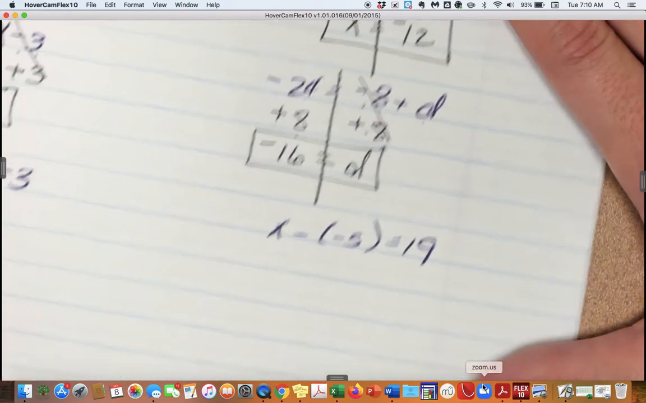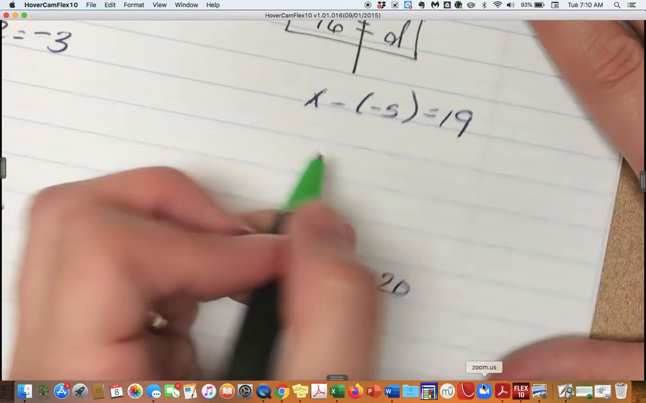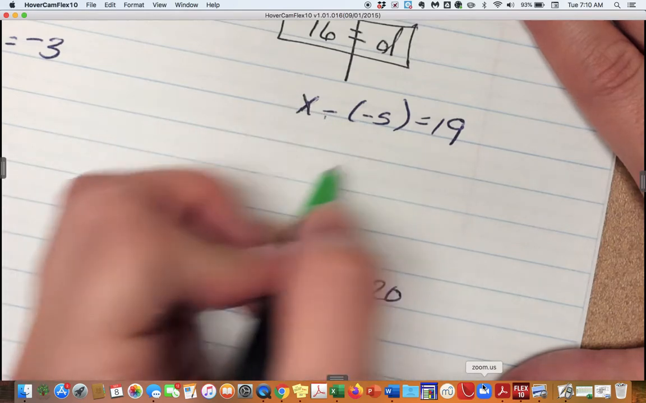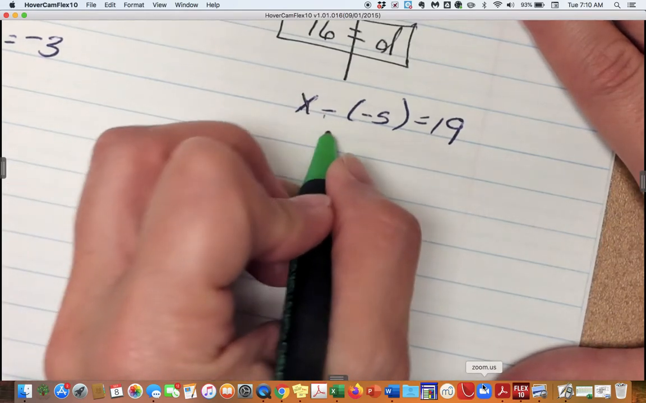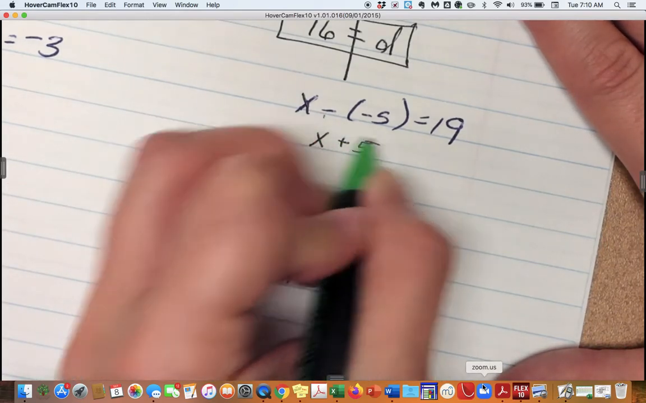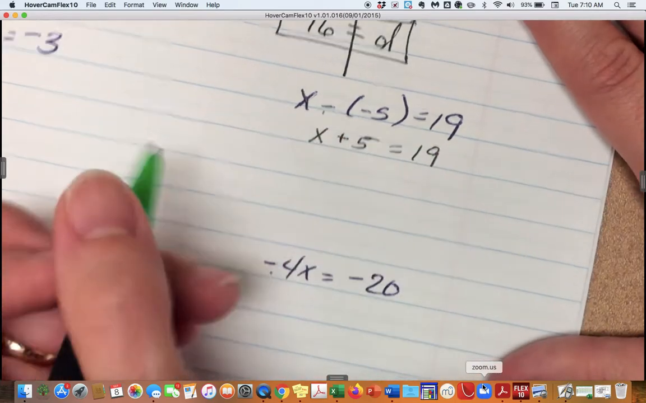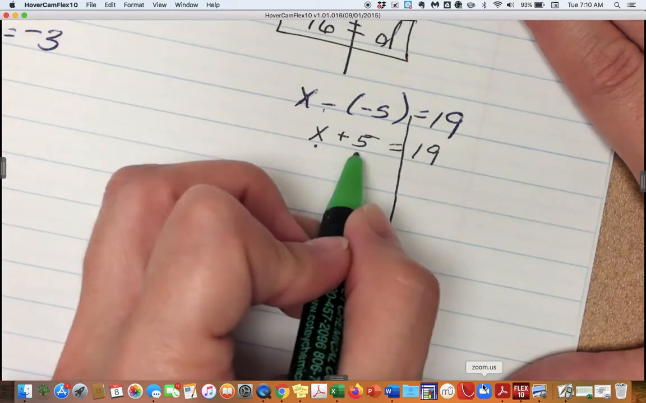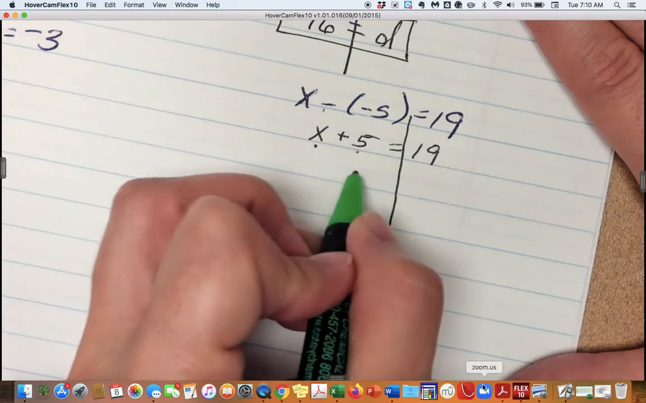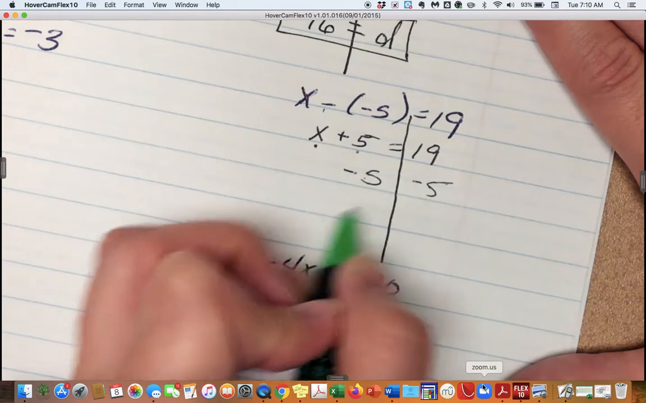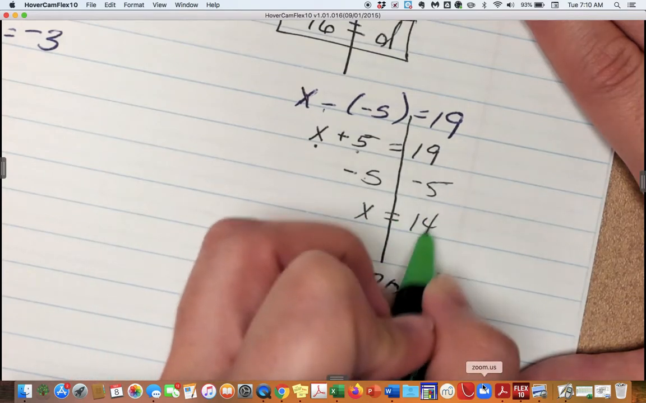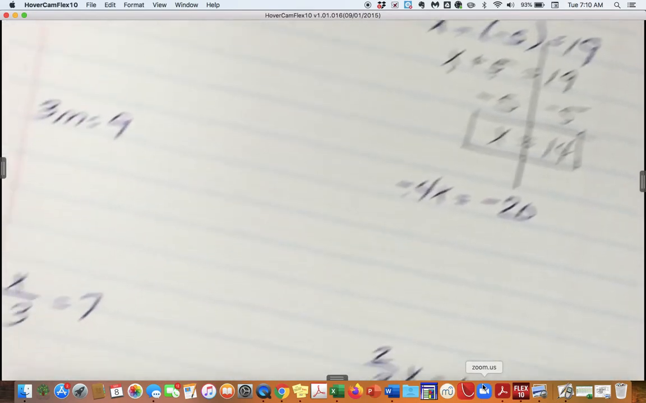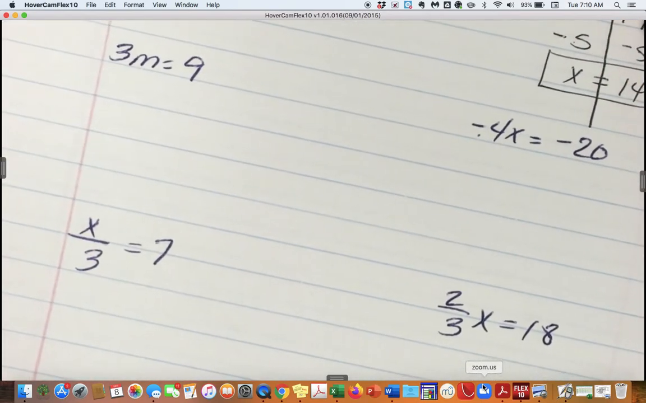Okay. All right, let's scoot down and do this one right here. If you happen to run across one that has two negatives together, I would encourage you to rewrite that first. That's just x plus 5 equals 19. Then we are right back where we were before. Find your variable. It has positive 5 added to it, so we want to subtract 5 from both sides. X equals 14.